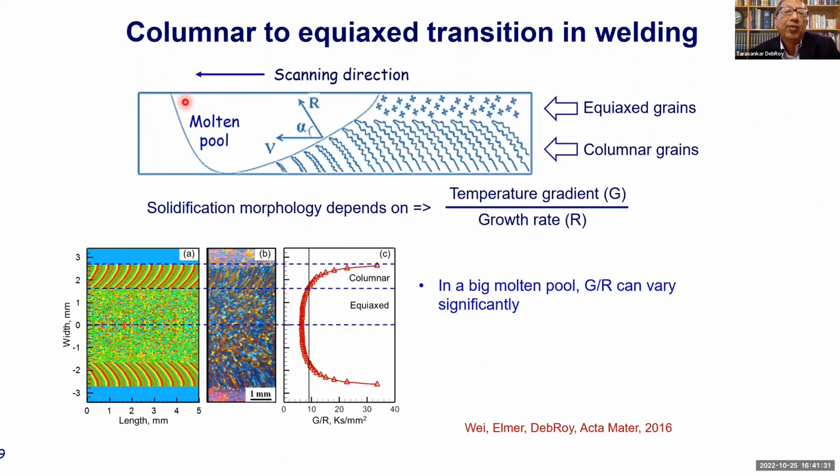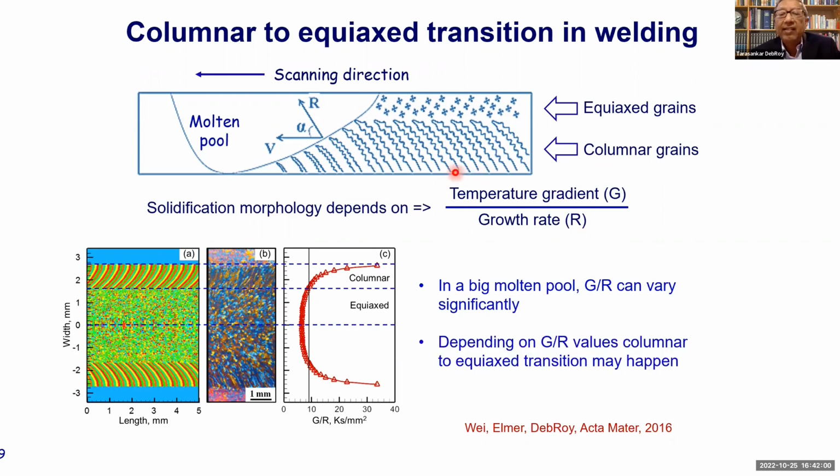This is the fusion zone. When this moves, this is the growth rate. This V is showing the scanning velocity. And right here, we are showing equiaxed grain. Right here, we are showing columnar grain. The solidification morphology depends on the ratio of temperature gradient to solidification growth rate. And this we have computed from a model.